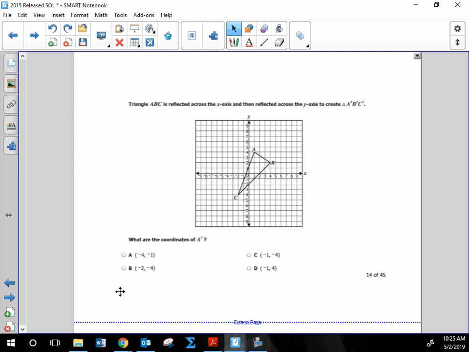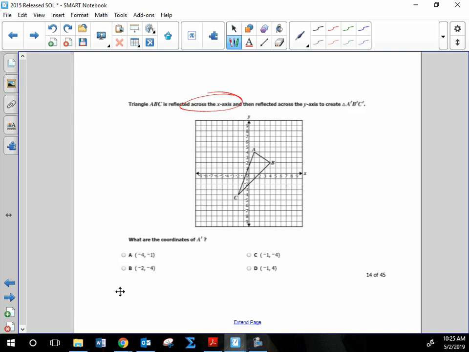Alright, number 14. It says reflected across the x-axis and then reflected across the y-axis. They want just A prime. So I look at my A, reflected across my x-axis. It's 1, 2, 3, 4 above, so we go 1, 2, 3, 4 below. And then reflect across the y-axis. It's 1 away, so I want to go 1 away, and this is negative 1. I was right. Negative 1. Oh, that's so easy.